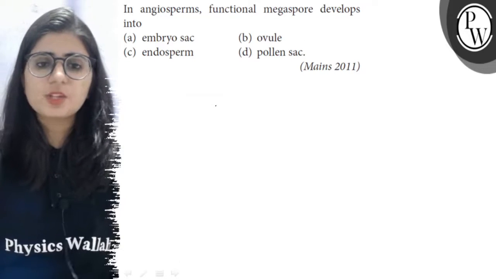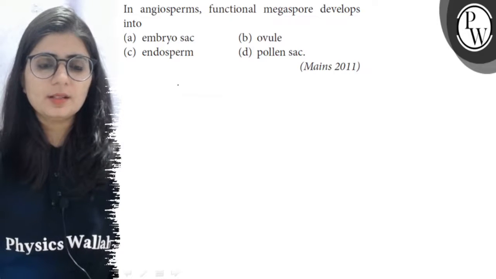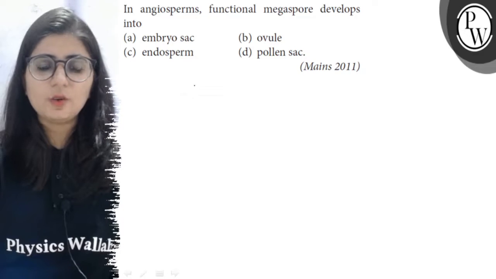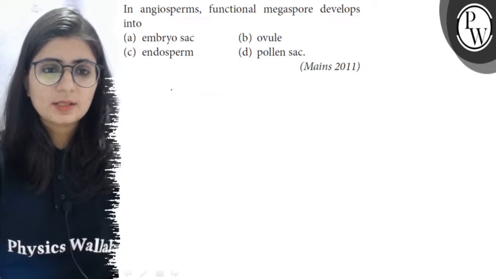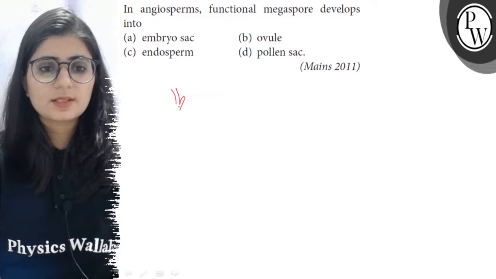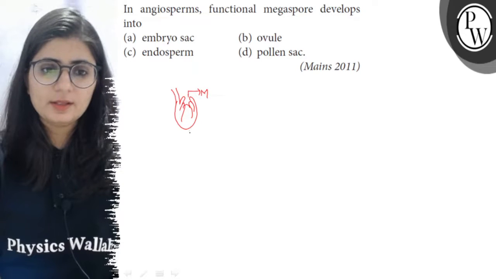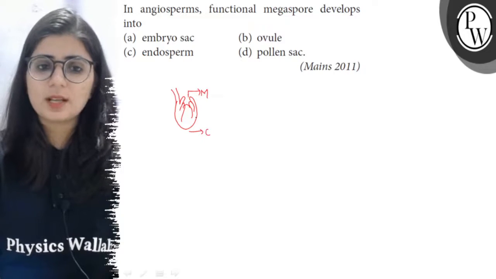Angiosperms are the flowering plants. Here the ovule is enclosed in the ovary. So, what happens in the ovule? This is the diagram of an ovule. These are integuments, and here is the micropylar end, and the opposite end is the chalazial end.